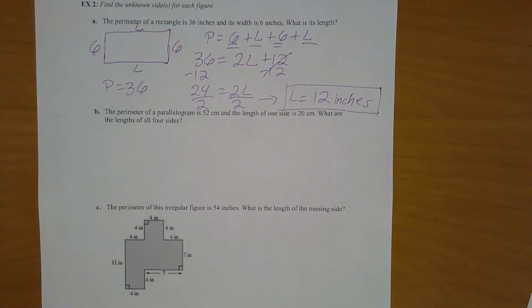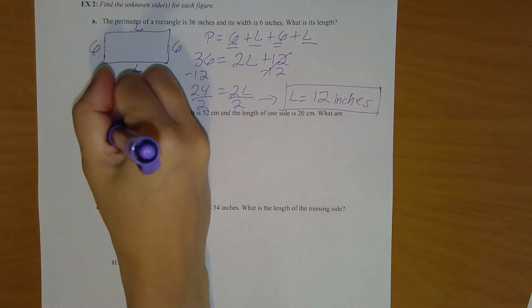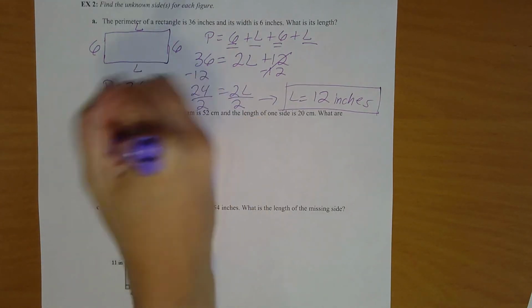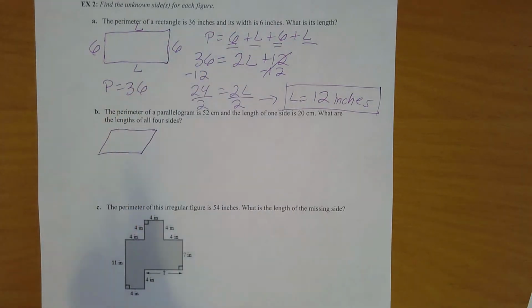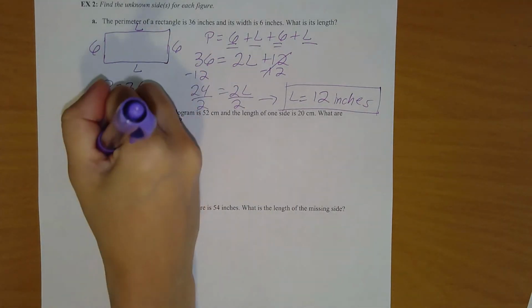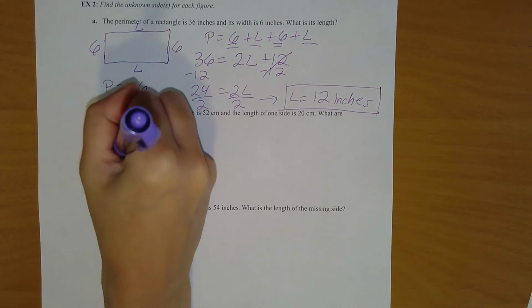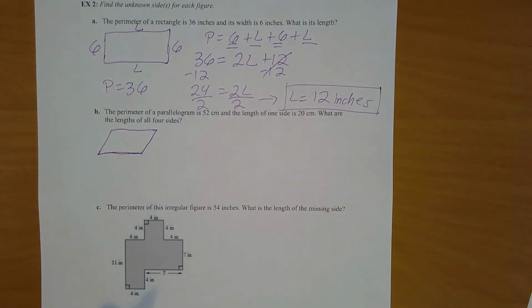Next one says the perimeter of a parallelogram is 52 centimeters, and the length of one side is 20 centimeters. What are the lengths of all four sides? Alright, so let's see here. A parallelogram is kind of a slanty looking rectangle. It looks like that, where our sides are parallel and the opposite sides are equal to each other. So that's what a parallelogram looks like.